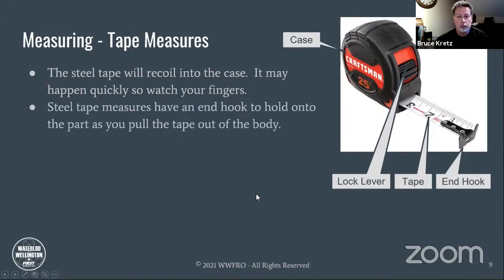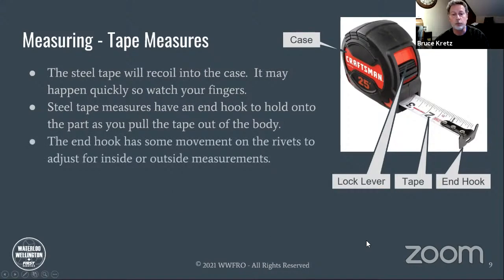The end hook is to hold on to the part as you pull the tape out of the body, and it will allow you to leave the tape at one end and pull it out and use it as a second hand, if you will.